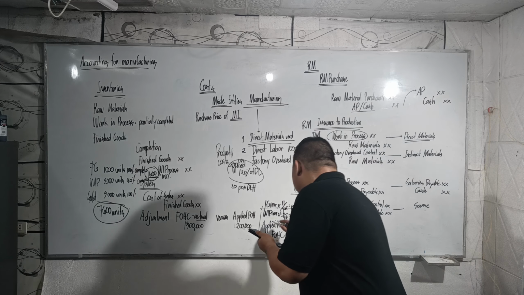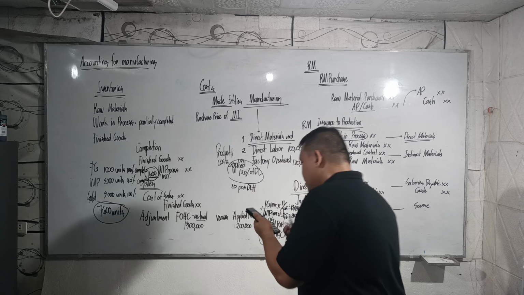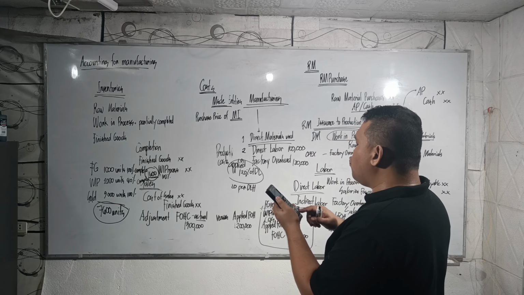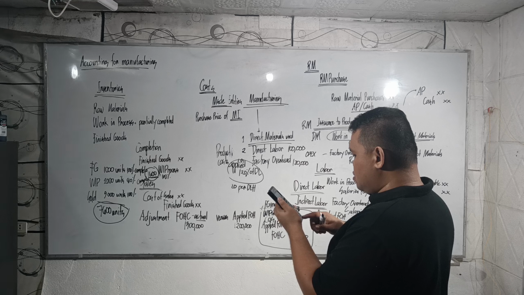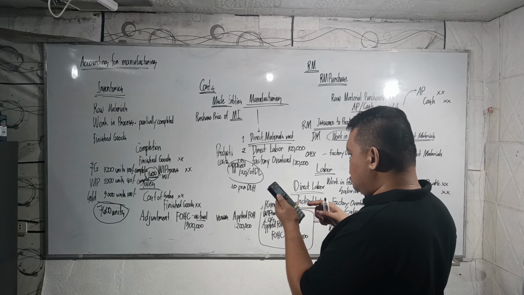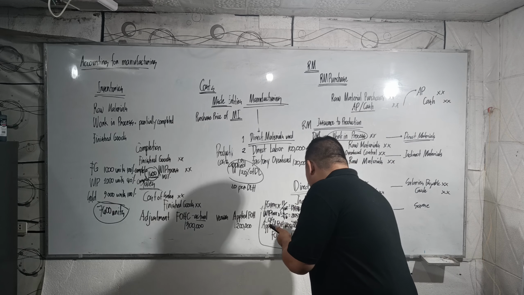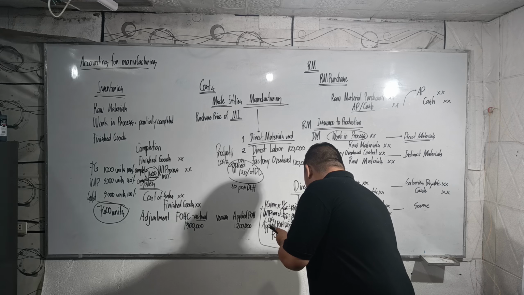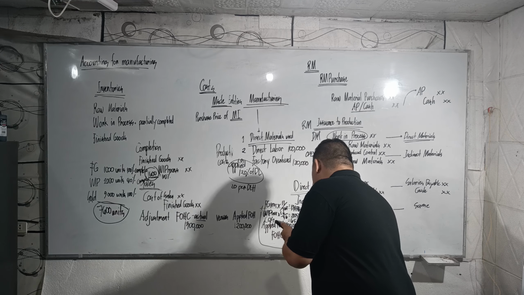That means the cost of sales will only absorb 100,000 minus 34,211. We have 65,789. Okay?